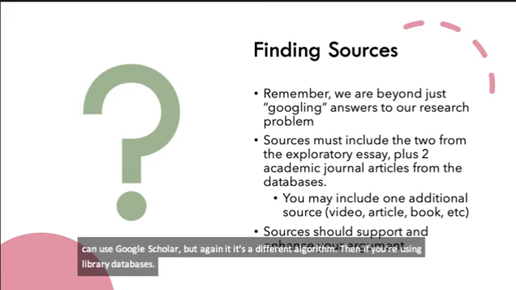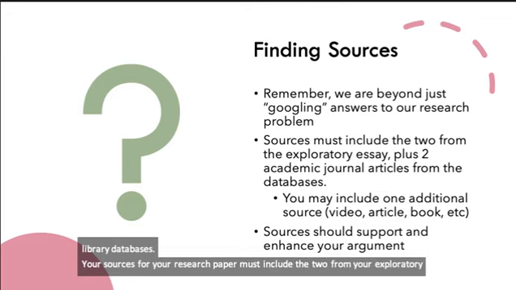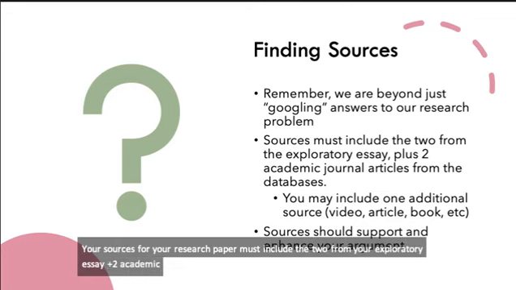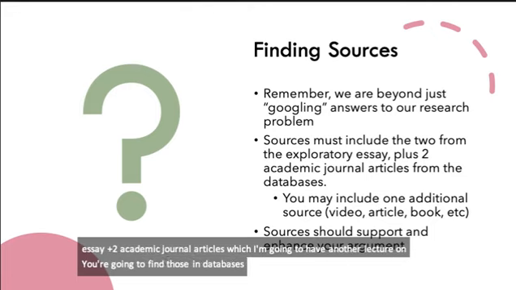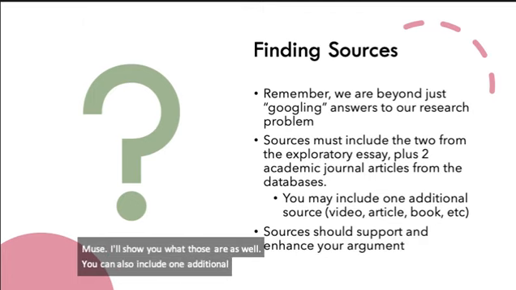Your sources for your research paper must include the 2 from your exploratory essay, plus 2 academic journal articles, which I'm going to have another lecture on. You're going to find those in databases like Academic Search Premier and Project Muse. I'll show you what those are as well. You can also include 1 additional source if you would like. It's optional. You need 4.